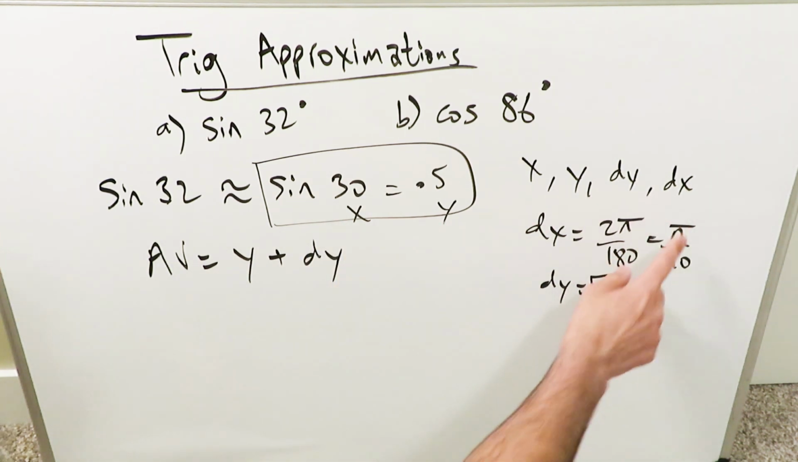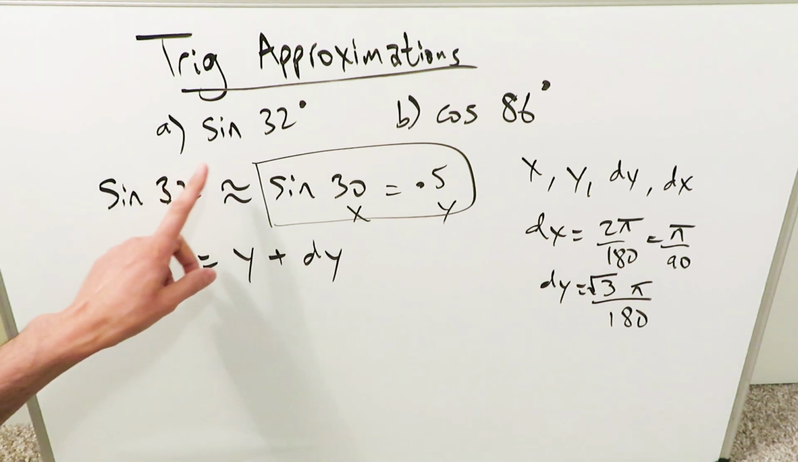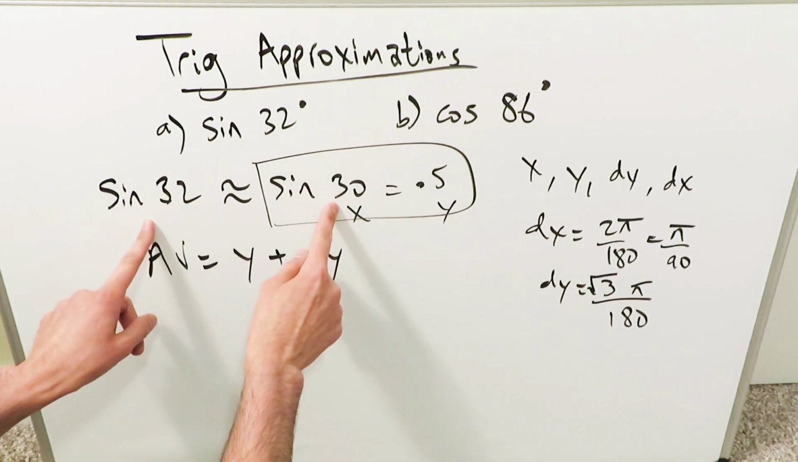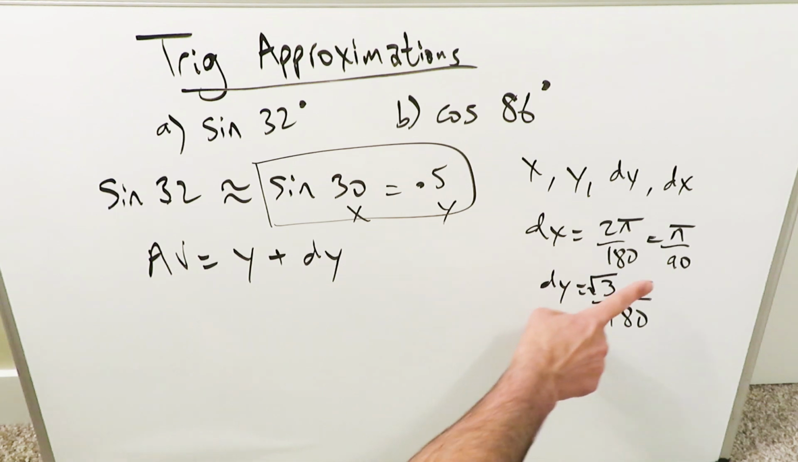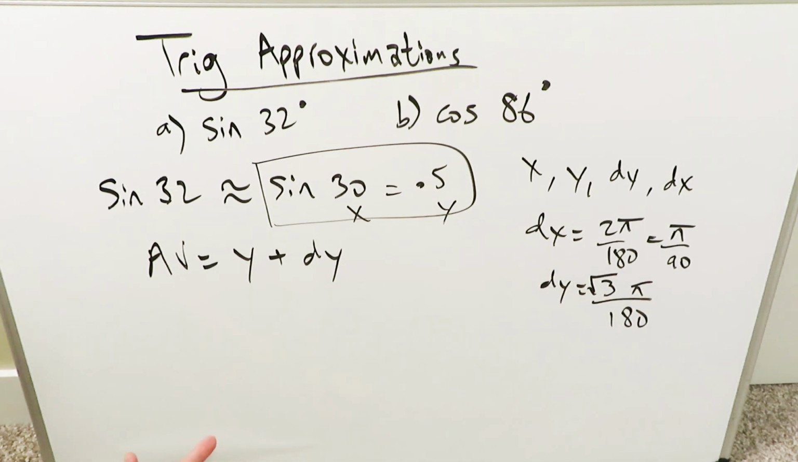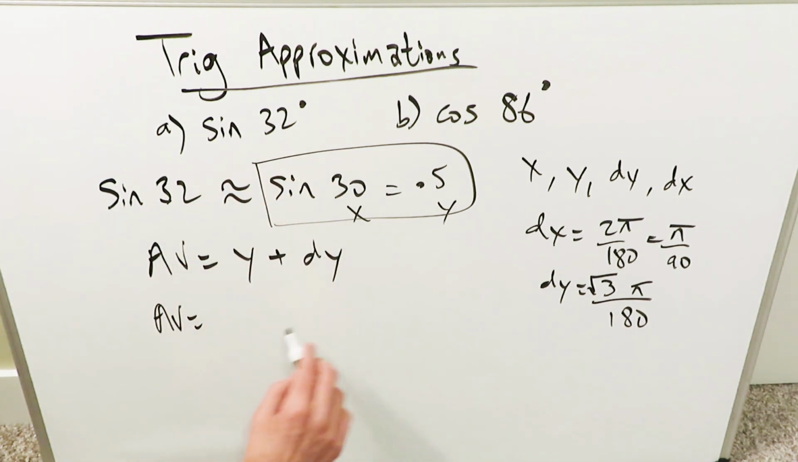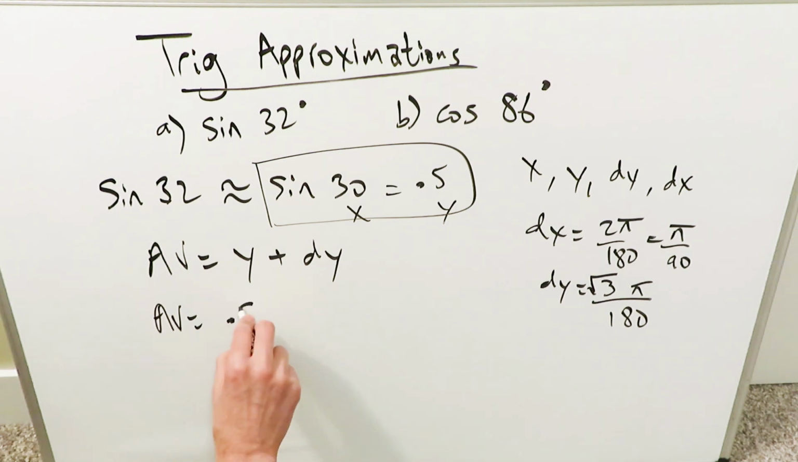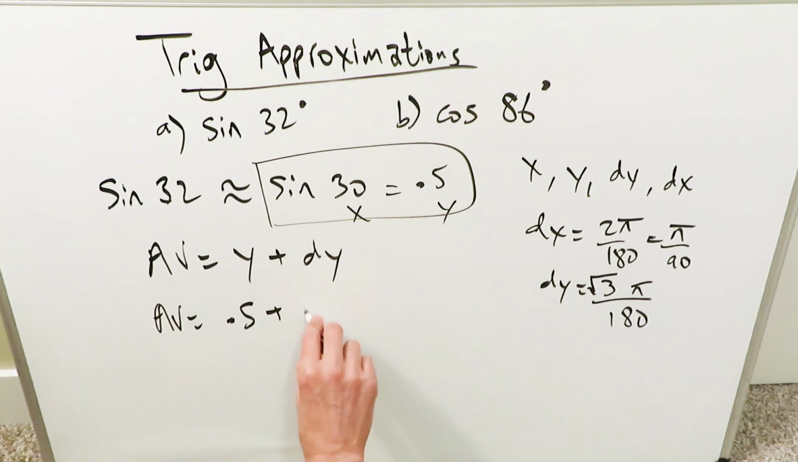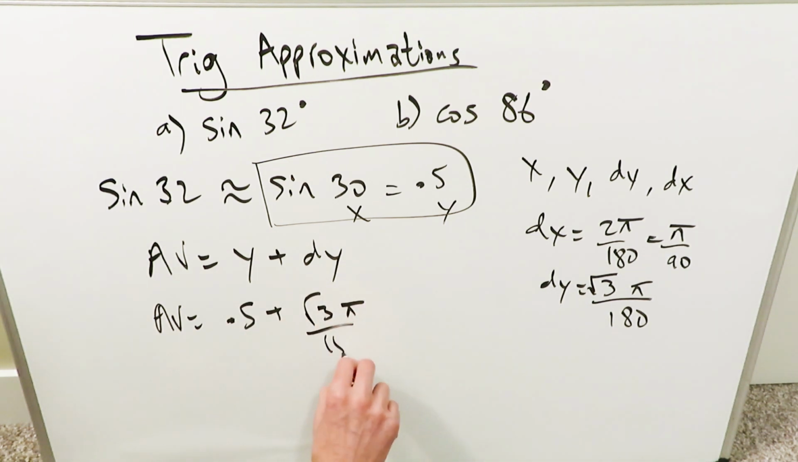My dx is my variance, or my delta x, from my known to my unknown. My known to unknown is a plus 2, but you convert that into radians. Times it by pi over 180. Your dy comes from your derivative procedure. My approximated value for sine 32 is equal to y. What's my y? It's 0.5. What's my dy? It's this, root 3 pi over 180. Do this calculation, you'll have a good answer.